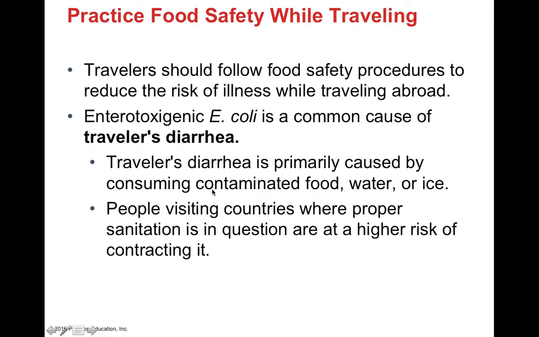It's primarily caused by consuming contaminated food, water, or ice. So if you're not familiar with the area, make sure that you consume only bottled beverages, or that you filter your water before you consume it. And that's the same thing for your ice as well.